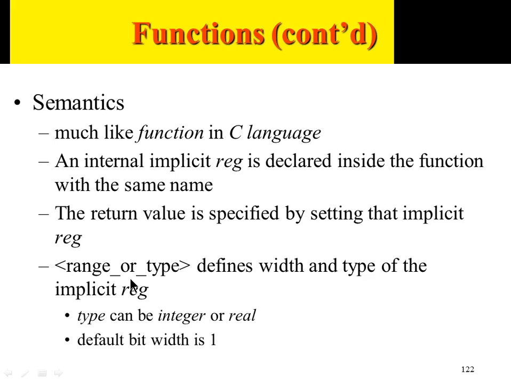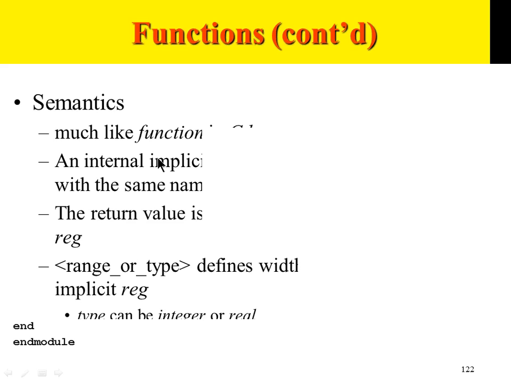You can have a range or type defined in the function. So the data type of the output, sorry, can be defined, which is the function name. It can be, for example, integer or real, or you can have more than one bit, or one bit. You can define all that.